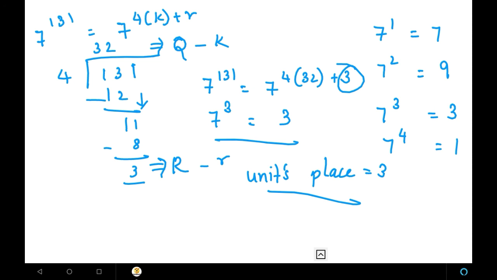In the next class we are going to see base 8.